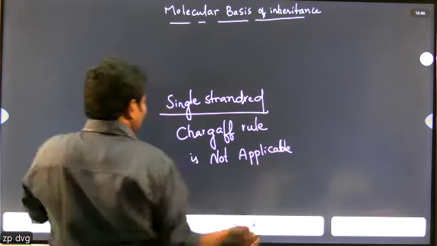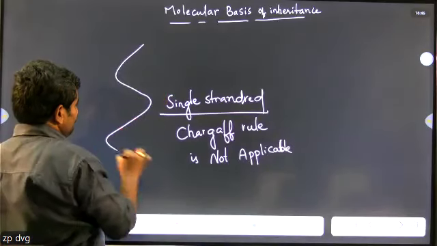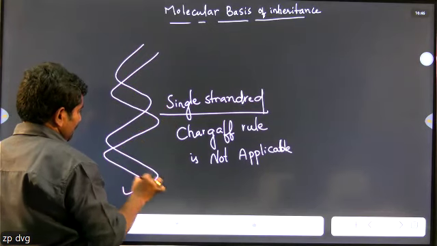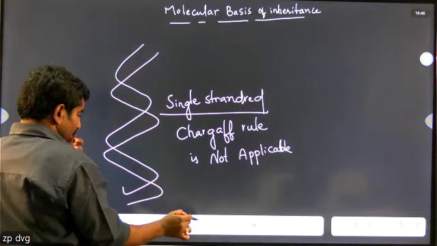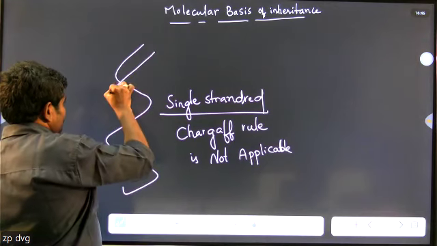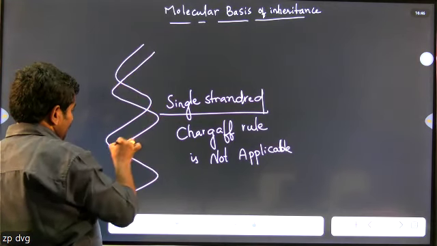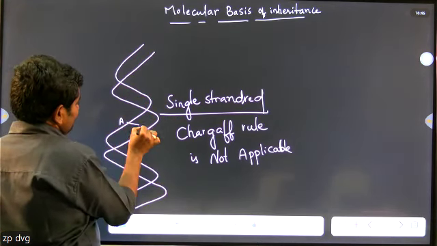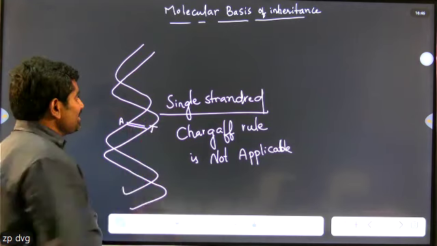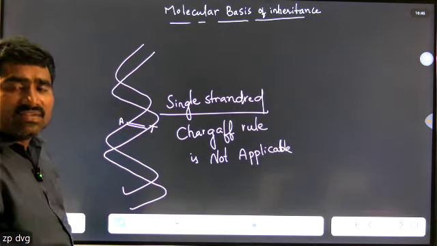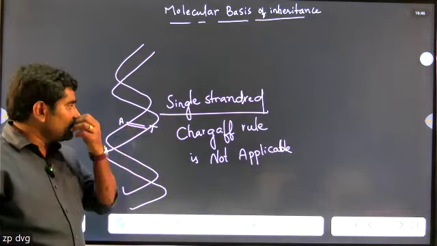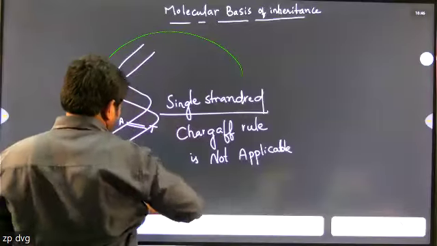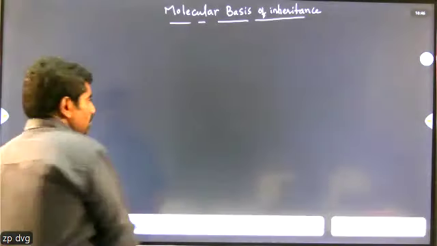Why is it not applicable? Because if two strands of DNA are there like this, then we can apply this, right? Because if adenine is on one side, thymine will be on the other side. But if it is single strand DNA, we can't apply this concept, so the Chargaff rule is not applicable.